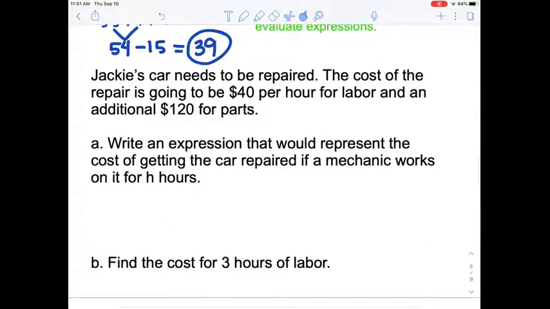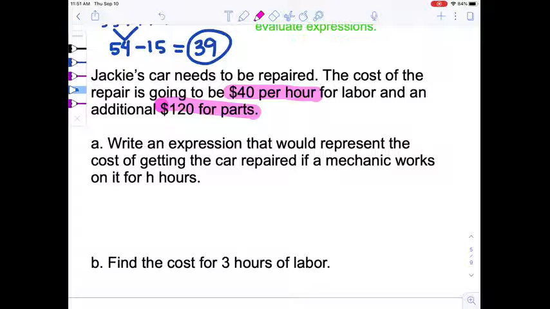On the next page, we have a story problem. So we have Jackie's car needs to be repaired. The cost of the repair is going to be $40 per hour. That's an important piece of information that we're going to want to underline and highlight. It's an additional $120 for parts.